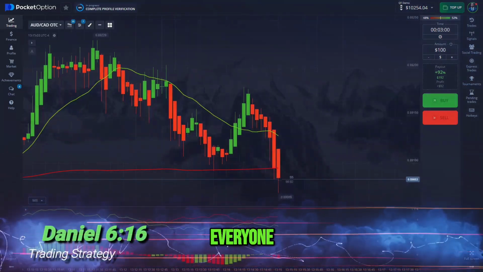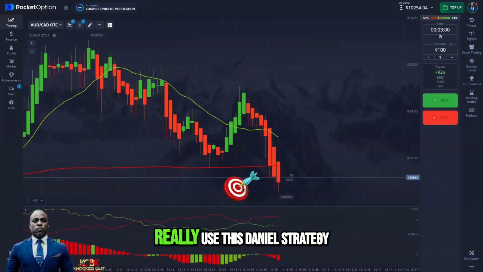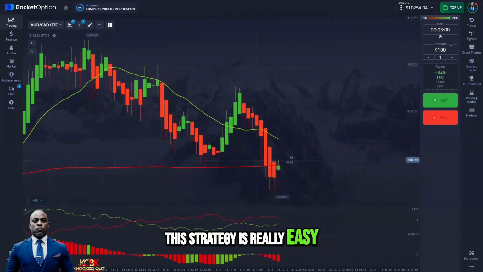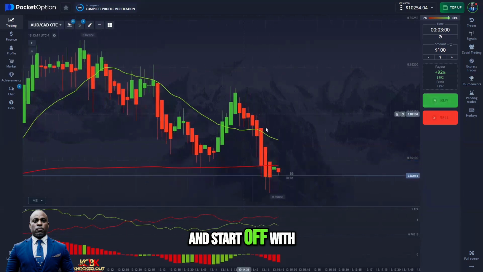Good afternoon, everyone. Today, I would like to show you the Daniel strategy and how to really use this Daniel strategy. This strategy is really easy. It's color based, color coordinated. So let's go ahead and start off with the candles.